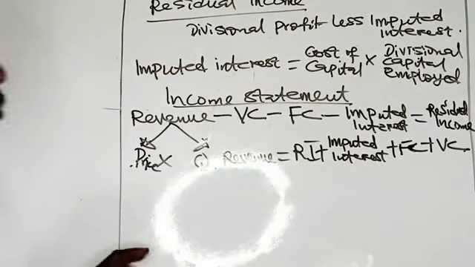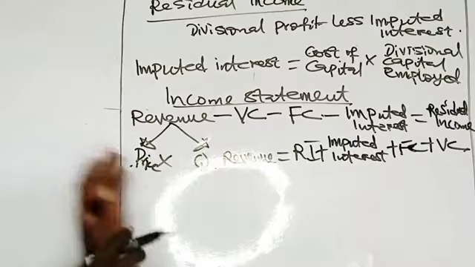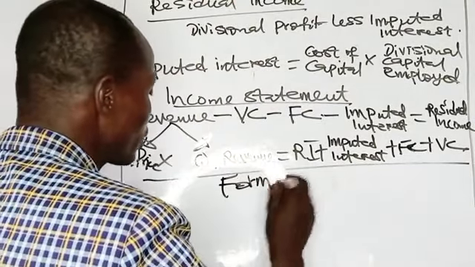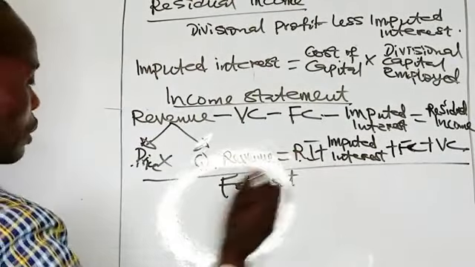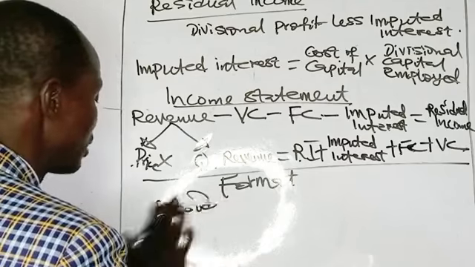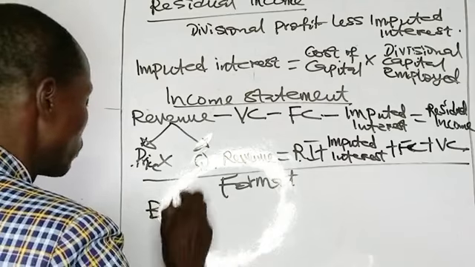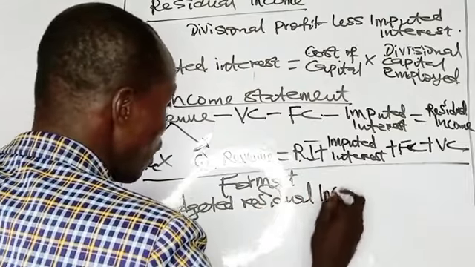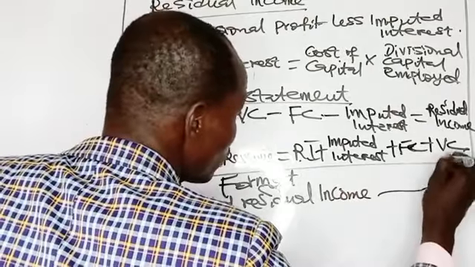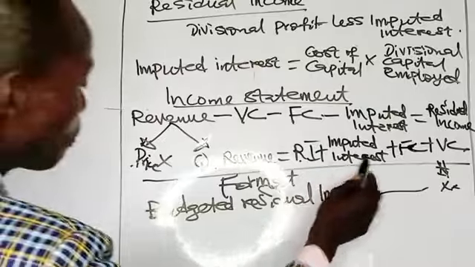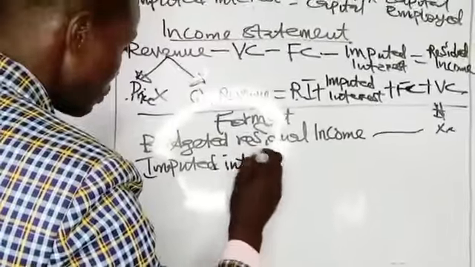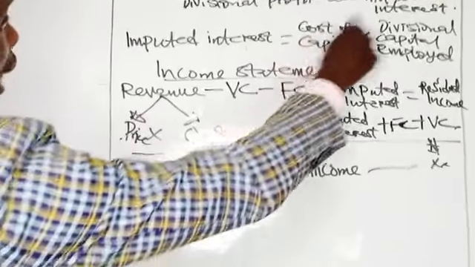So the format to calculate the transfer price where targeted residual income is given will appear like this. You start with the budgeted or targeted residual income. Then you add imputed interest. I've told you that your imputed interest is your cost of capital, which will be given in the question, times divisional capital employed.